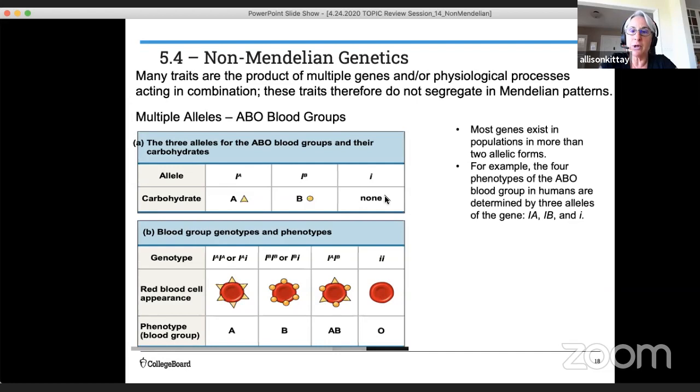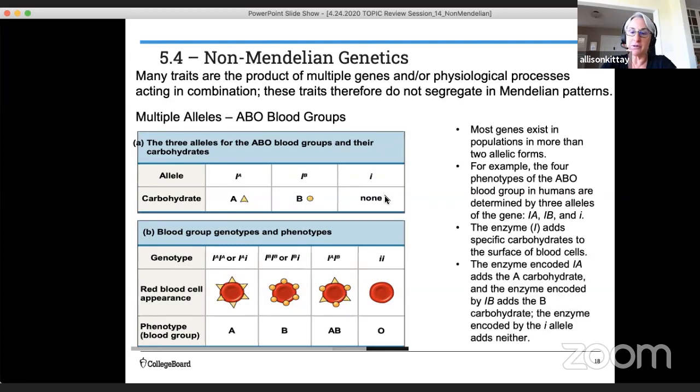So just to review, most genes exist in populations in more than 2 allelic forms. In this case, we have 3 alleles, IA, IB, and lowercase i. And again, the I gene is coding for an enzyme that adds a specific carbohydrate to the surface of the blood cells. And so you're either going to get A, B, both A and B because it's codominant, or none, which means you have blood type O.